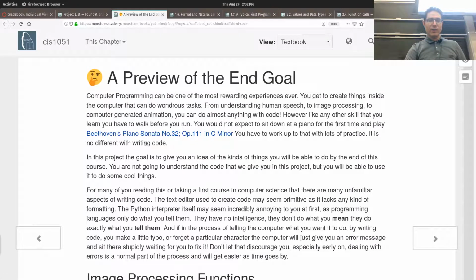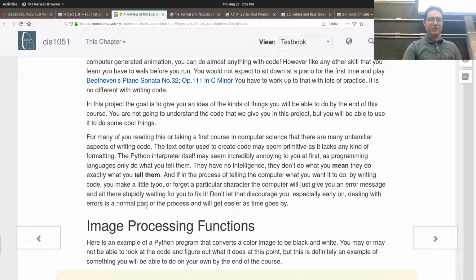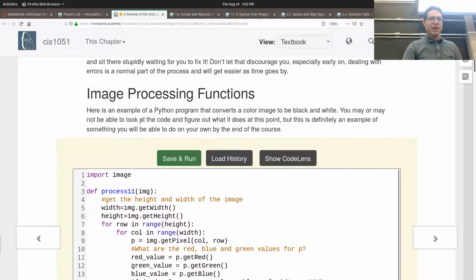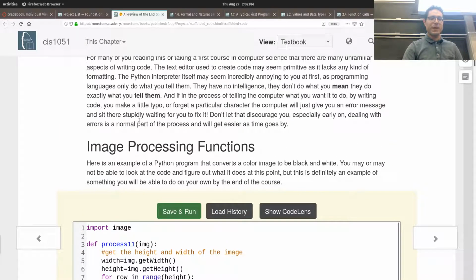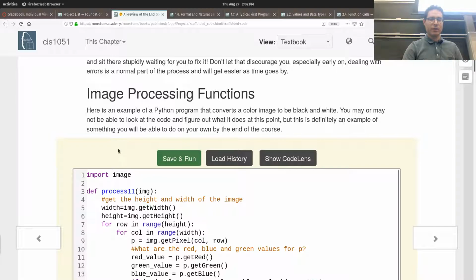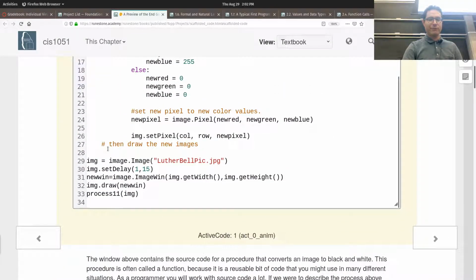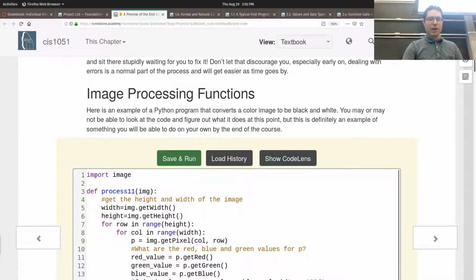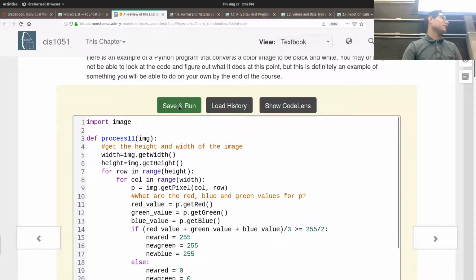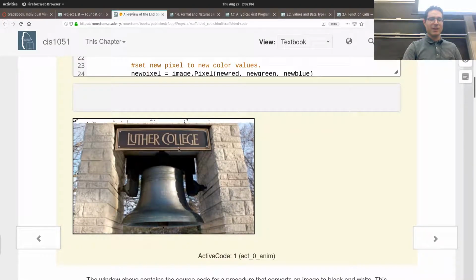So I just want to give an idea: we don't really expect you to be able to program at the beginning, but programming is pretty awesome. Here's a Python program. This is what we want to get to at the end of the textbook. This program over here is 33 lines long, and what it does is convert color images to black and white. What's cool about this textbook is that I can just hit this button, and here's the image, and you can see that it is slowly converting it into black and white. The great thing about this textbook is that it just runs in the browser.